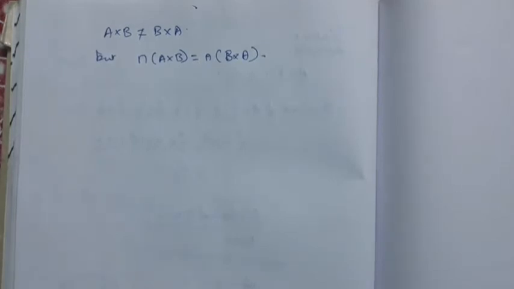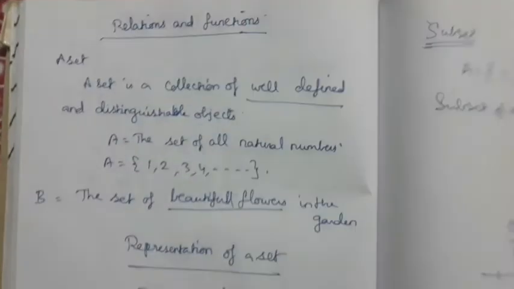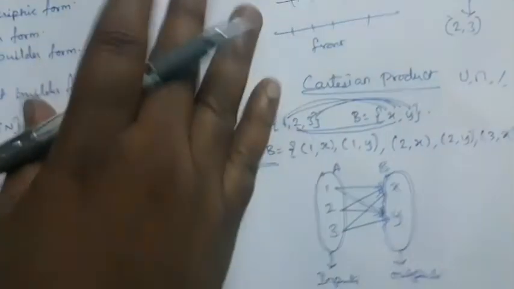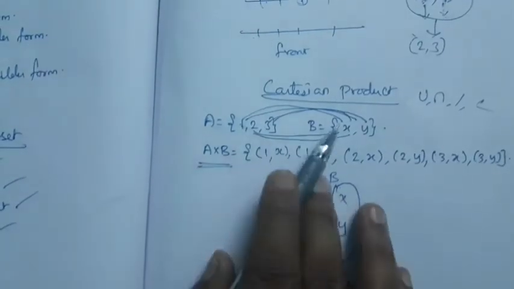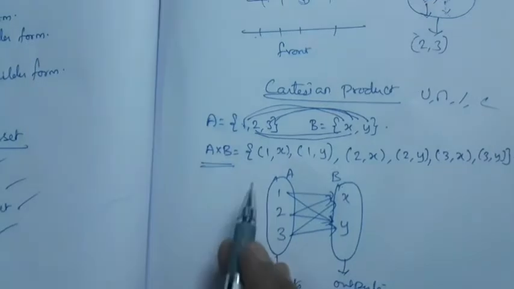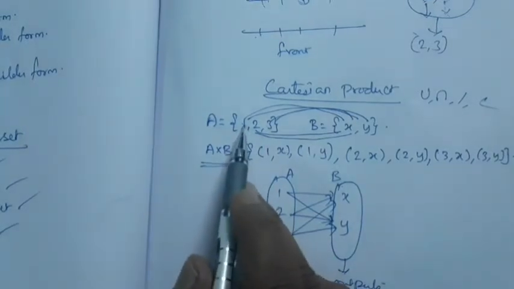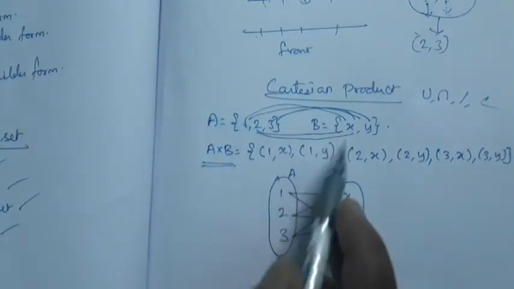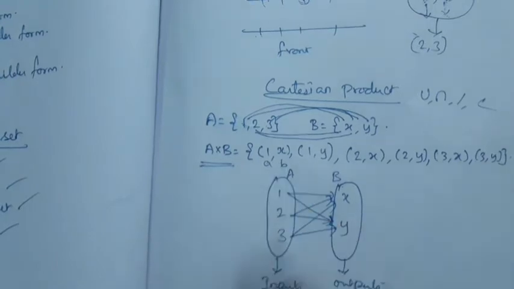Then, now we will study what a Cartesian product is. The definition is given in your maths book. If A and B are two non-empty sets, then the set of ordered pairs (a, b); this is considered as a, this is considered as b.